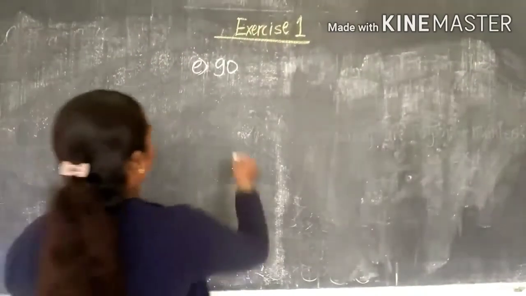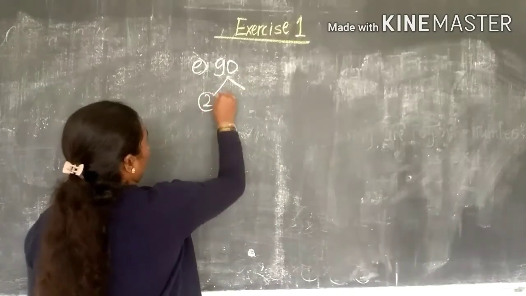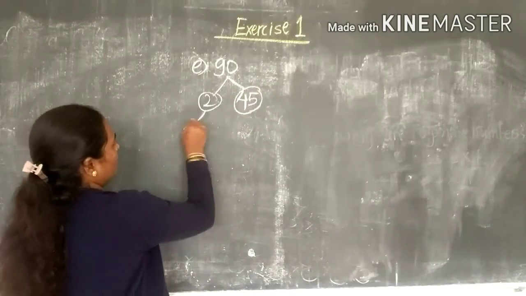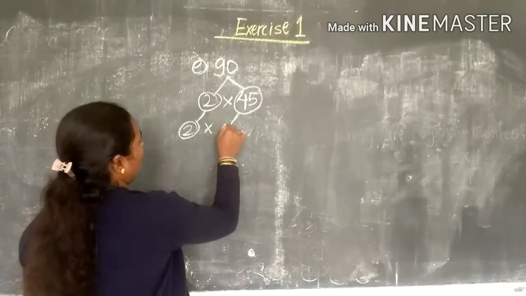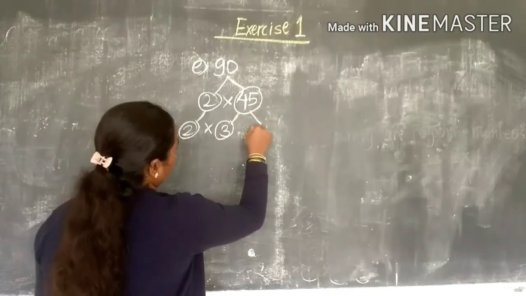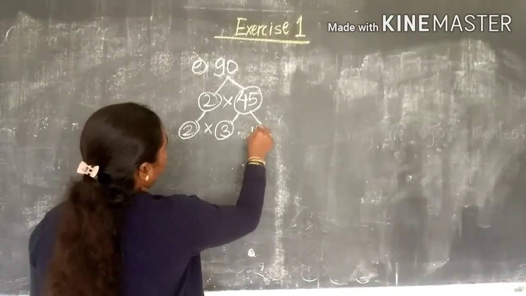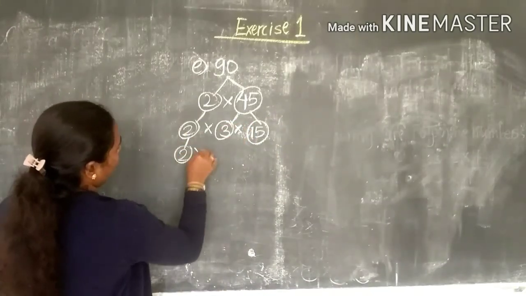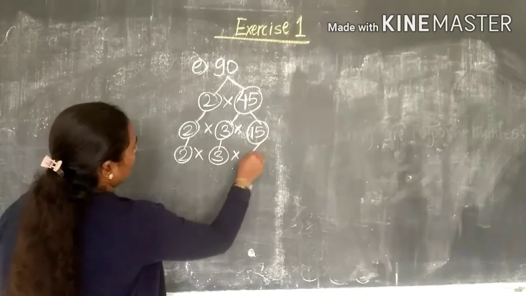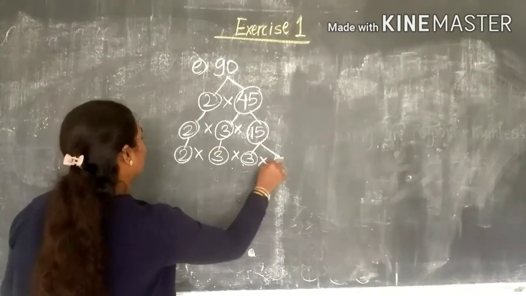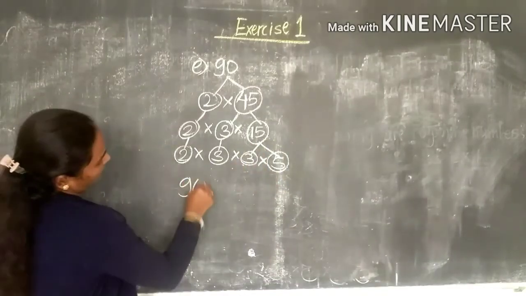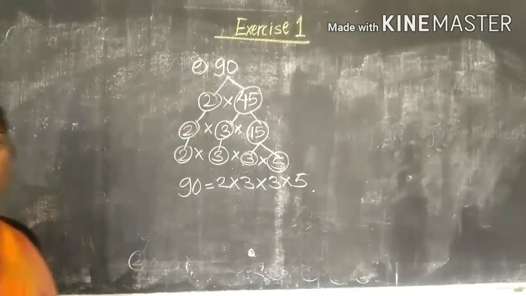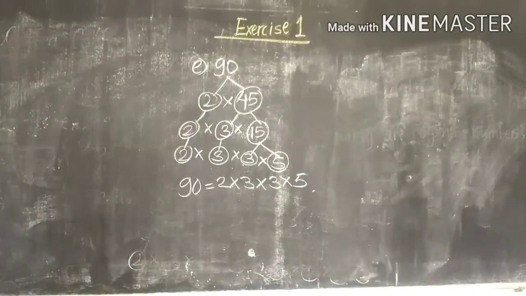Now it is 90. 2 4s are 8, 2 5s are 10. Now 45 is here. Means we can divide this by 3. 3 1s are 3. Then 3 5s are 15. 2 into 3, again 3 into 5. In this way we got these factors: 2 into 3 into 3 into 5. In this way you have to write in the notebook.